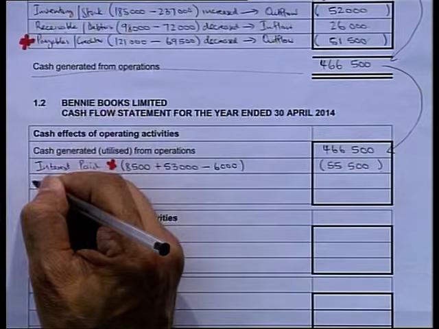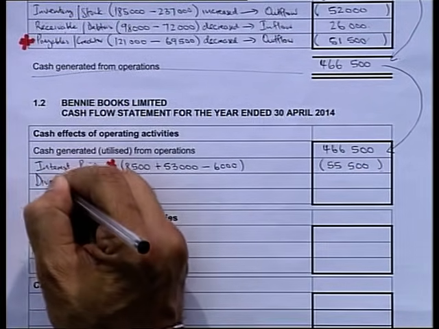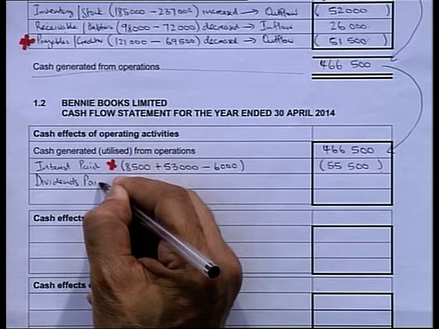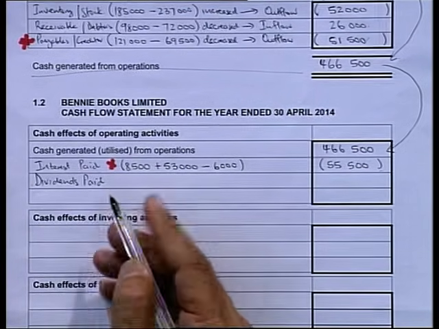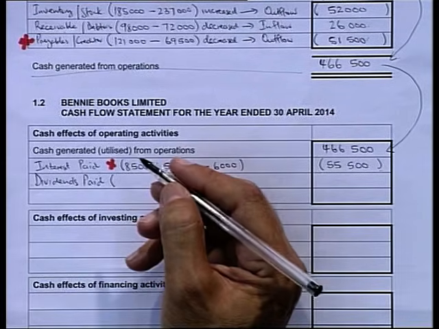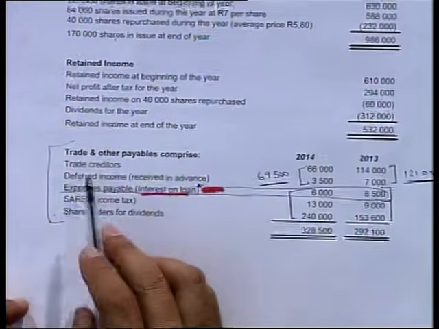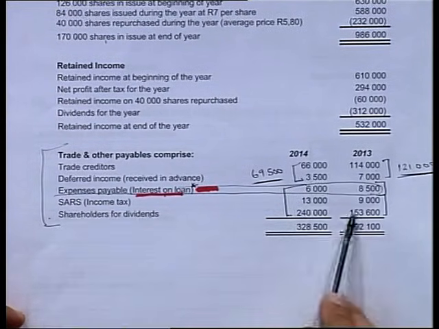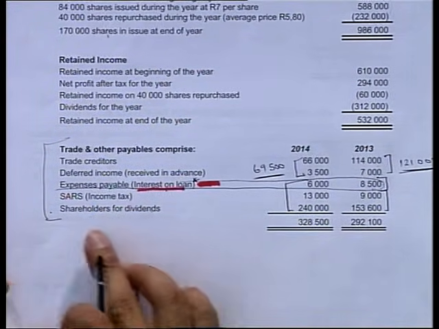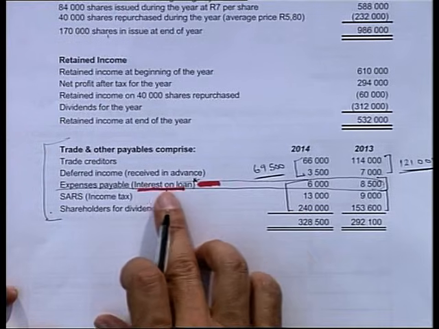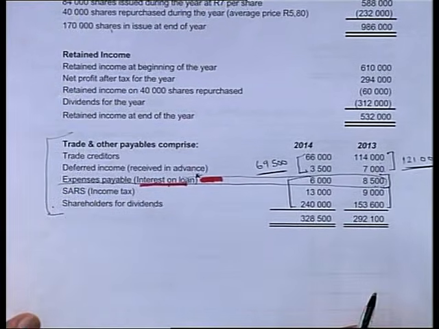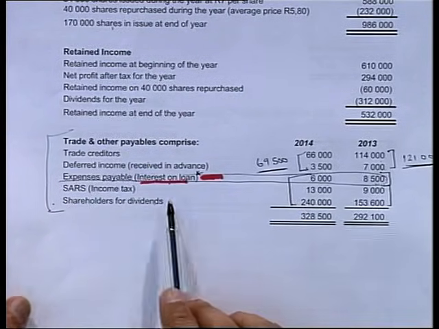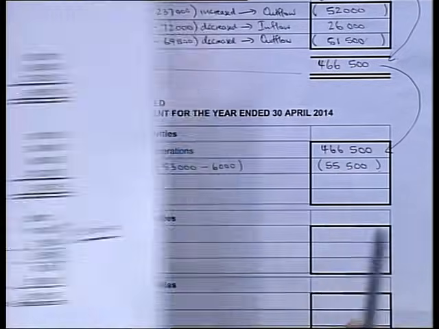Okay, the next item is going to be the dividends paid. We pay the dividends over to the shareholders. That is why we have to look at the shareholders. That is why earlier, when we were looking at the note for trade and other payables, we did not use the SARS amount and we did not use the figures for the shareholders, because we'll be using them now when we calculate the dividends paid, the tax paid, and for that matter, the interest on the loan that was paid as well. So now we have to look at the dividends, which means we have to look at the shareholders for dividends, because we pay the dividends over to the shareholders.